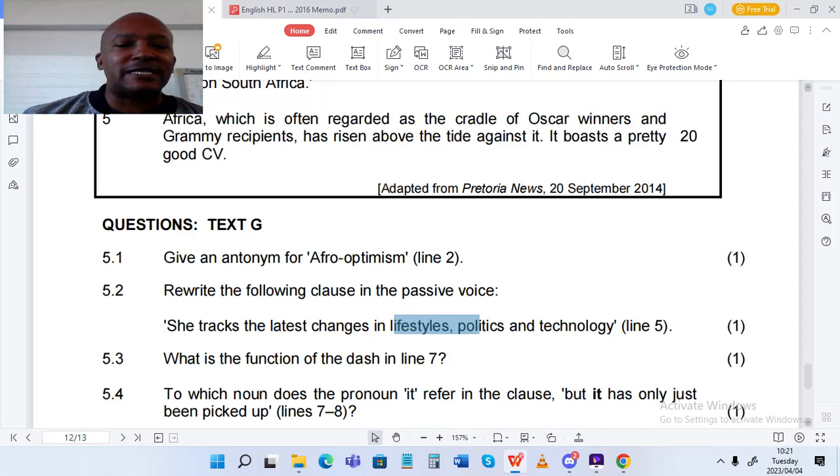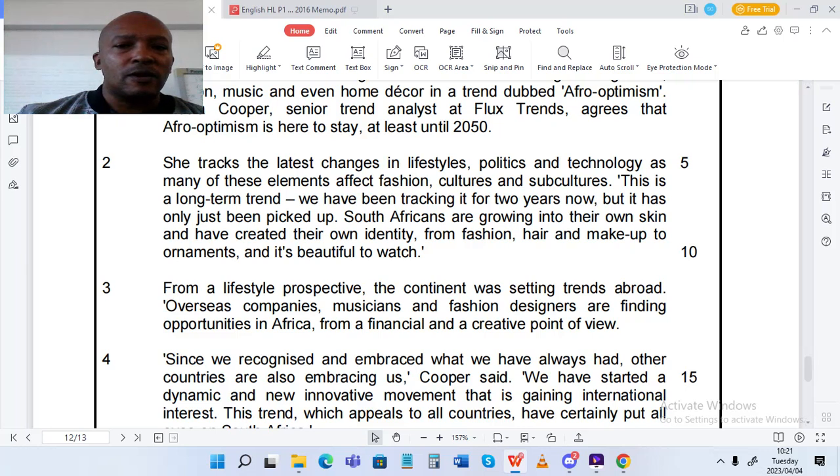What is the function of the dash in line 7? What did you write? A pause? Where's that? 5, 6, 7. Think about that. The dash in line 7. This is a long-term trend. We've been tracking it for 2 years now, but it has only just been picked up. It's not a pause. I think it's giving more information.